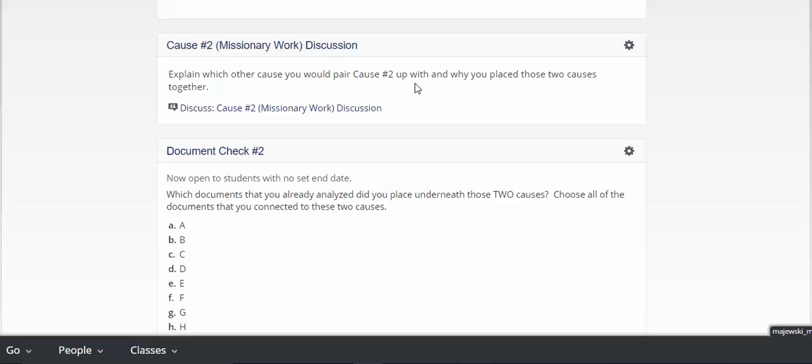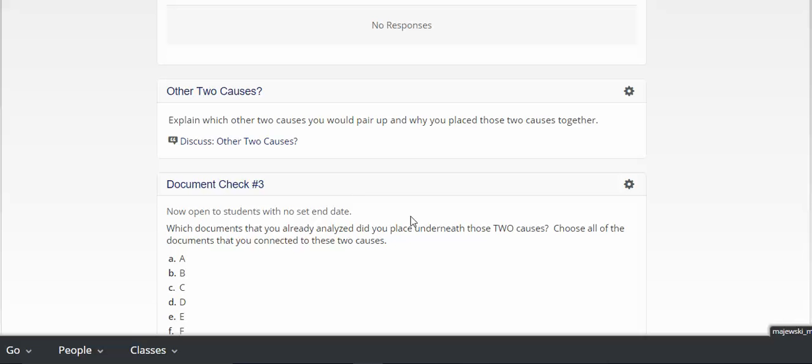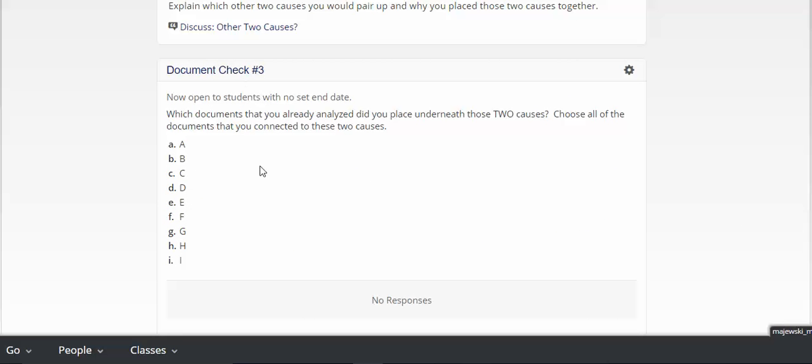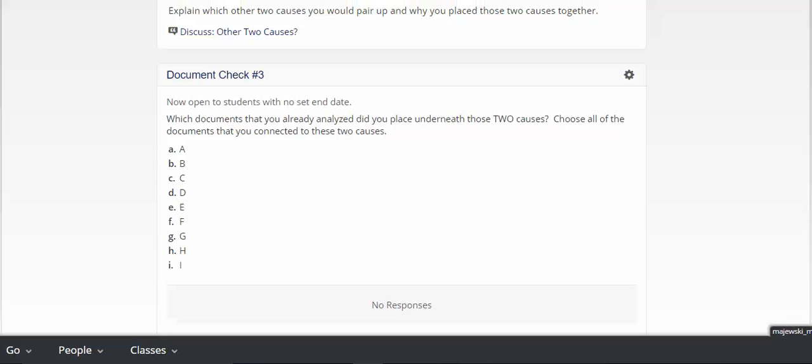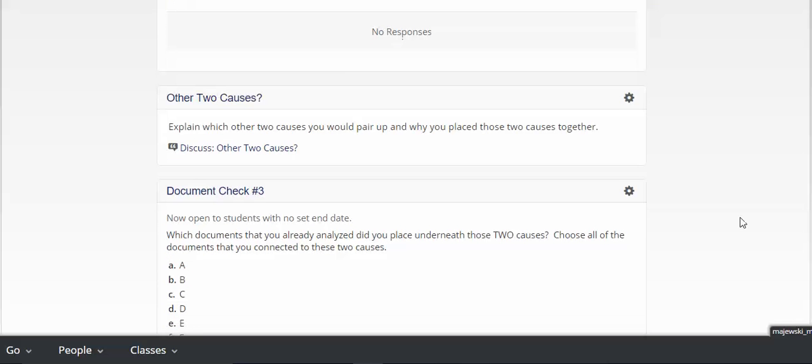Then we've got another discussion. Hey, which cause would you pair with cause 2 and why? Then we're going to do another poll for cause 2 and whichever cause you placed with it. And then I ask you, hey, what are the last two causes you have and why did you pair those two up? What common idea or theme do they have? Finally, one more poll, one more document check. Which documents would you place underneath those last two causes that you've placed, that you identified right here?